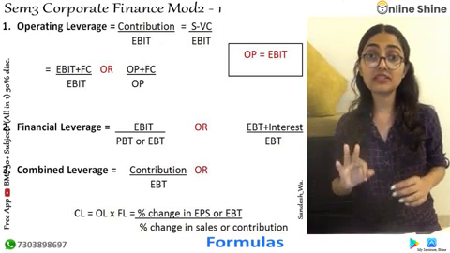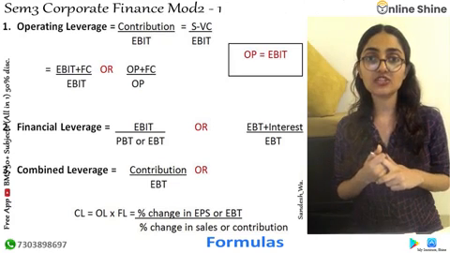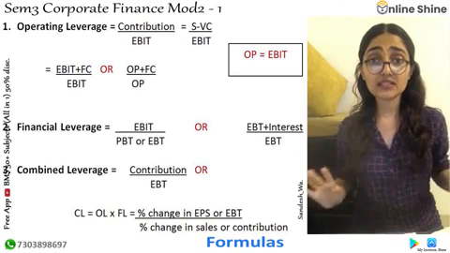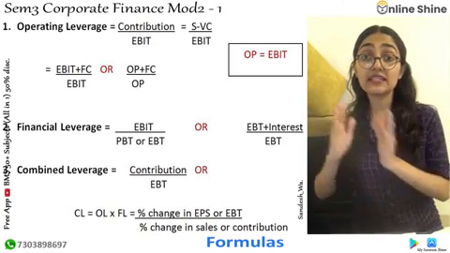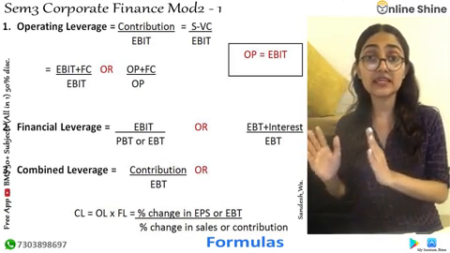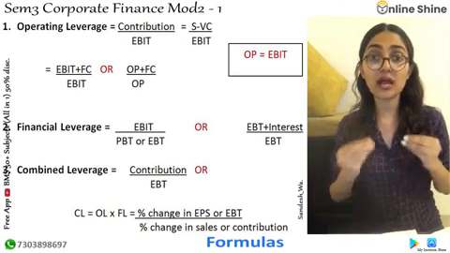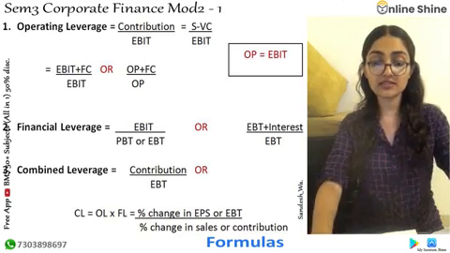So just remember the three formulas. First is operating leverage, second is financial leverage, and the third is combined leverage. These three formulas you have to remember, and the next thing is the income statement. Do only these two things and your chapter will be done and dusted. Now we will see with the sums. We will go ahead with the sums.